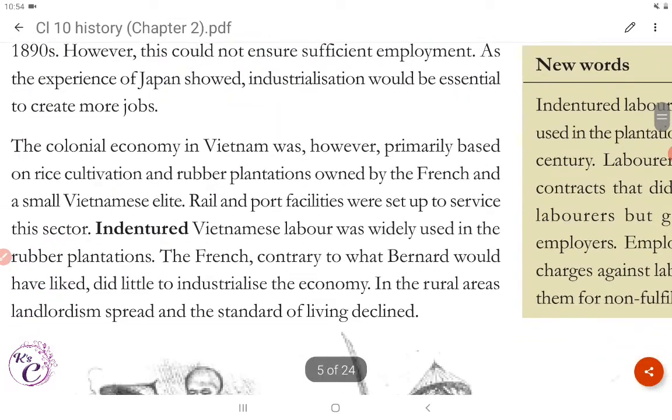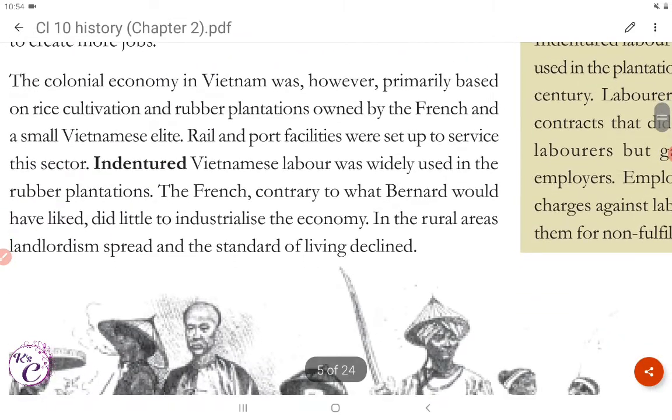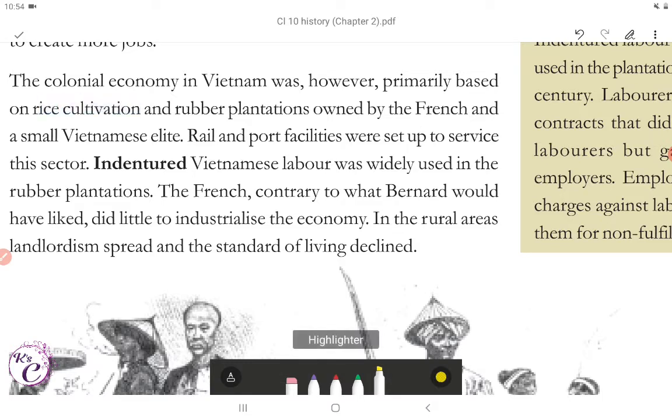The colonial economy in Vietnam was, however, primarily based on rice cultivation and rubber plantations owned by the French and a small Vietnamese elite. Rail and export facilities were set up to service this sector. Indentured Vietnamese labor was widely used in the rubber plantations.